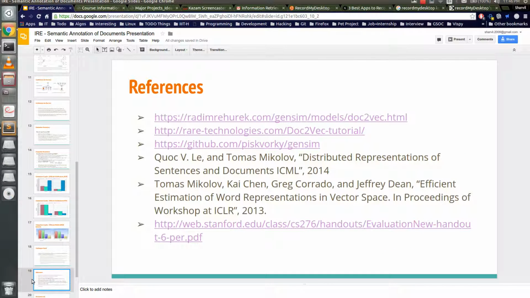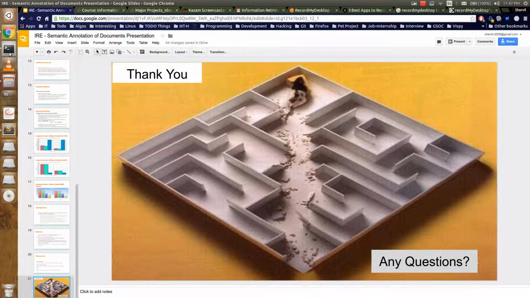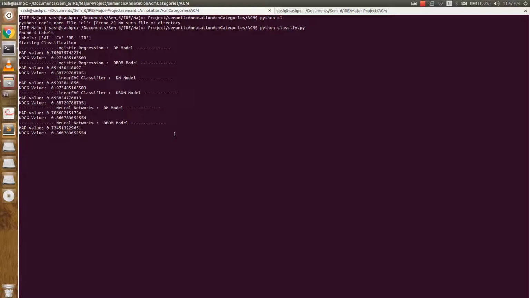A couple of references go out to the Doc2Vec tutorials and the paragraph vector research papers, the neural topic models research paper, the distributed representations of sentences and documents research paper, and even the Stanford slides for the various evaluation parameters that they gave. As you can see here, these are the results obtained after the classification program has been run.